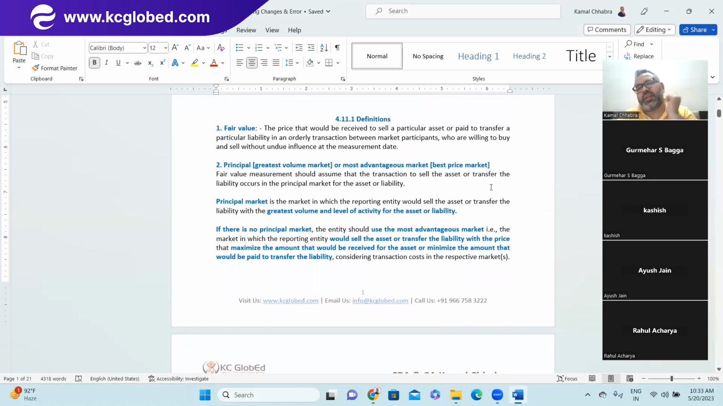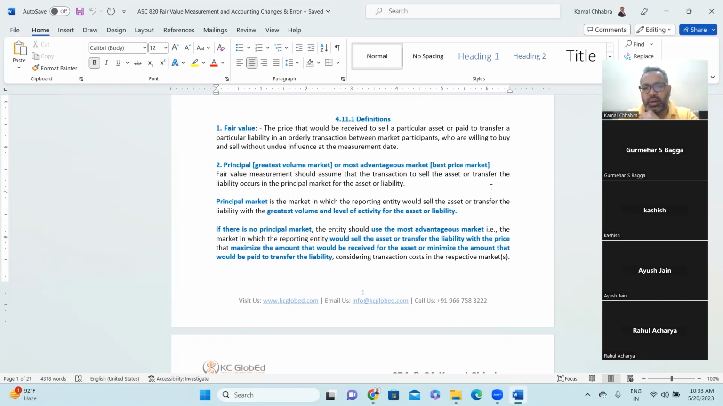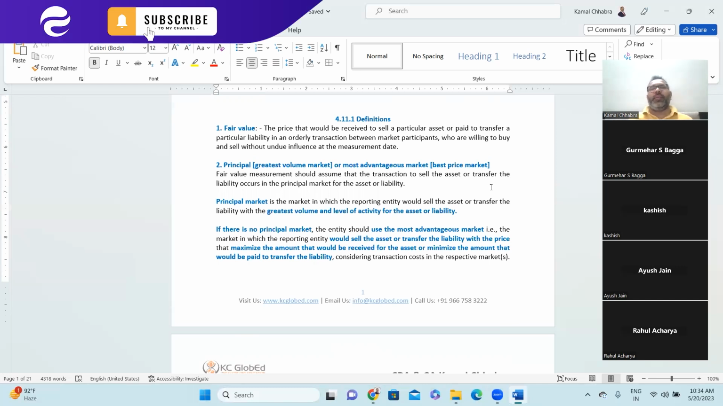So in the definition, like we discussed earlier, the first one is fair value. How do you determine the fair value of any individual asset or liability? The price that would be received to sell a particular asset or paid to transfer a particular liability in an orderly transaction between market participants who are willing to buy and sell without any undue influence at the measurement date. What is fair value? It means the value which a knowledgeable and willing buyer is ready to pay and a knowledgeable and willing seller is ready to accept. That price in the open market is called the fair value of the particular asset or liability. Make sense?